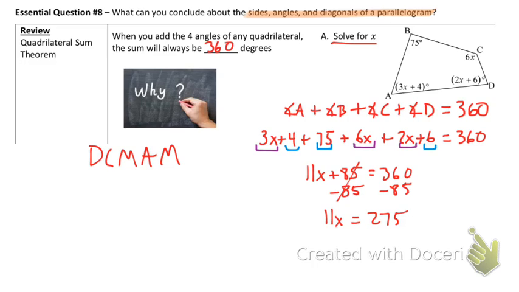And then the last step for solving is M. We're going to multiply or divide something to get x by itself. So that means we have to divide both sides by 11. And if we do that, we get x equal to 25. So we have just solved for x.